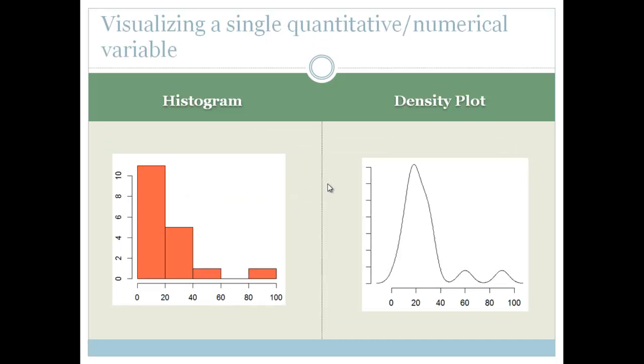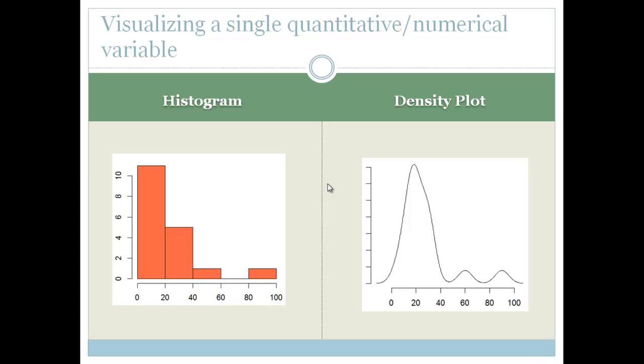So one of the first things we'll do is just talk about, and this is chapter 2 in your text, how to visualize a single quantitative or numerical variable. We'll have histograms. So in this particular case on the left here, in the class 0 to 20, you have 11 observations. In the class 20 to 40, you have 5 observations, and so forth.